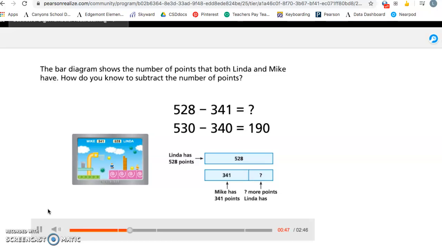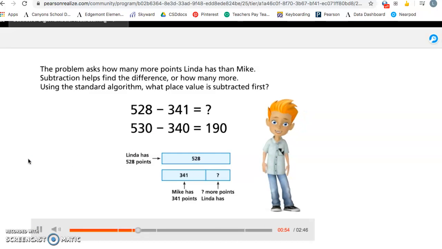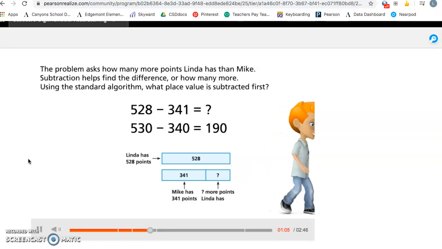How do you know to subtract the number of points? The problem asks how many more points Linda has than Mike. Subtraction helps find the difference, or how many more. You can use place value to subtract using an algorithm. Using the standard algorithm, what place value is subtracted first?